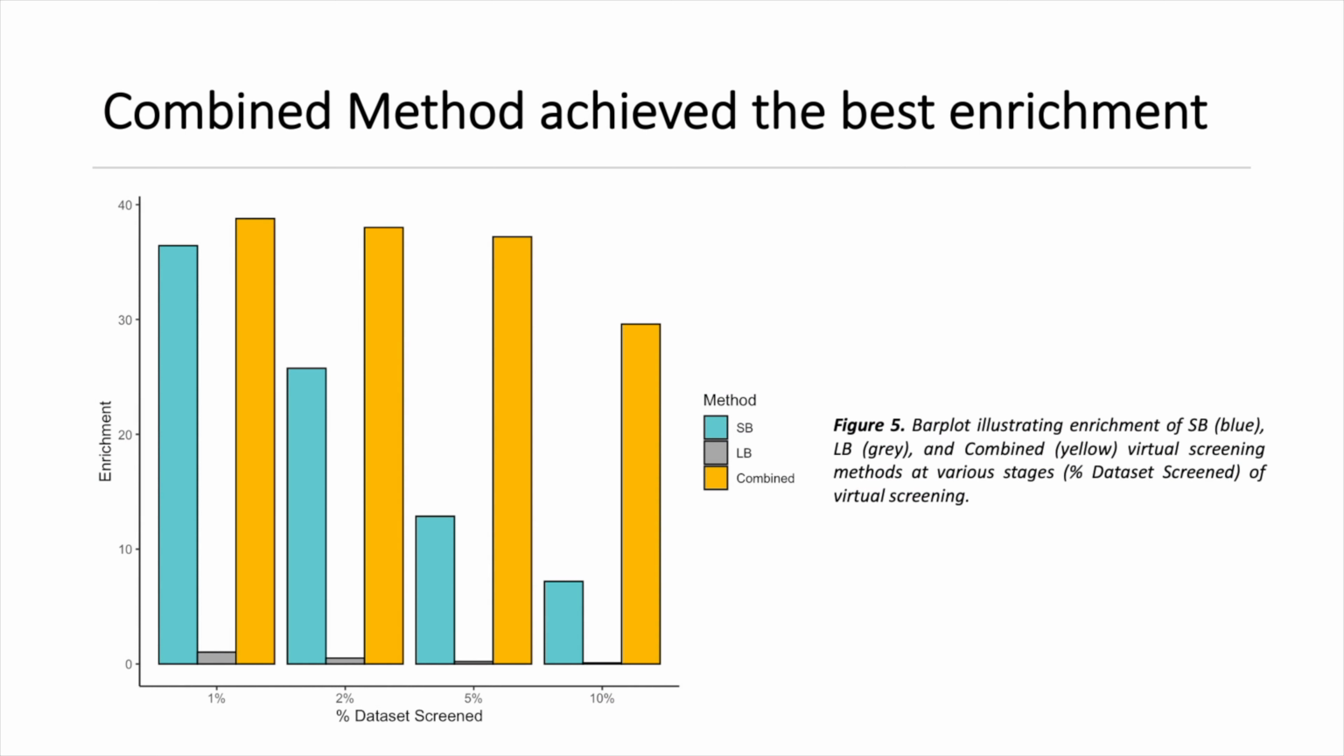The results are shown in Figure 5. The x-axis illustrates the stage of screening and the y-axis illustrates enrichment for each screening method, SB in blue, LB in gray, and combined in yellow. Results suggest that the combined method achieved the best enrichment at multiple stages of screening, while LB performed poorly. In the context of drug discovery, this indicates that using this combined method, only a small number of compounds need to be screened to obtain a large number of lead compounds because they will be screened earlier.